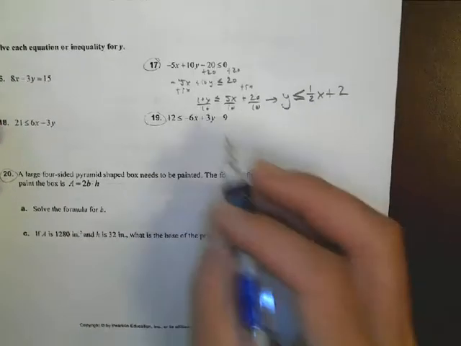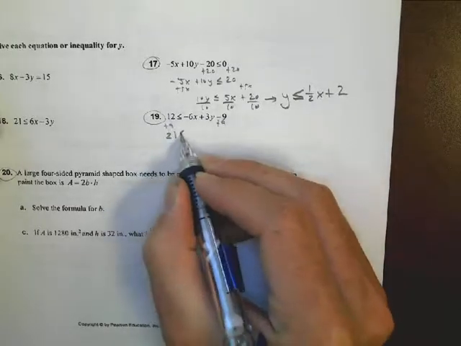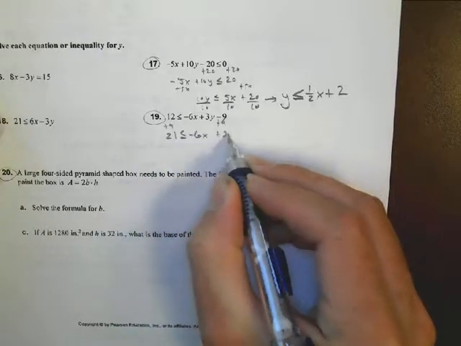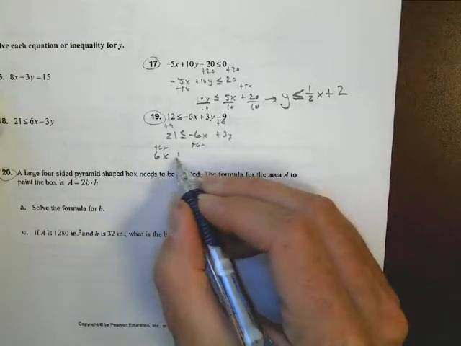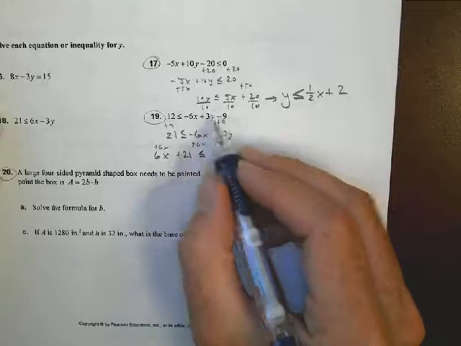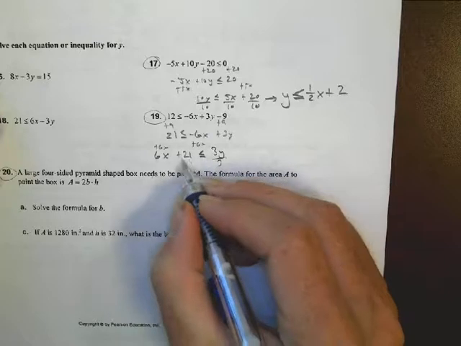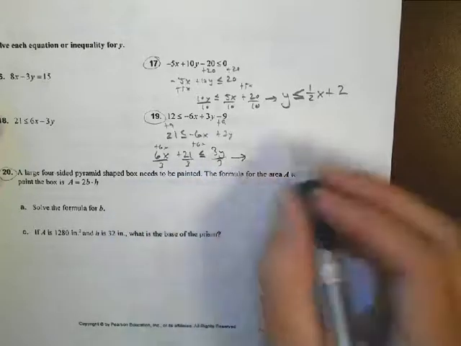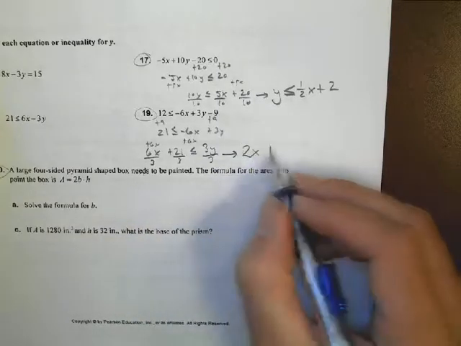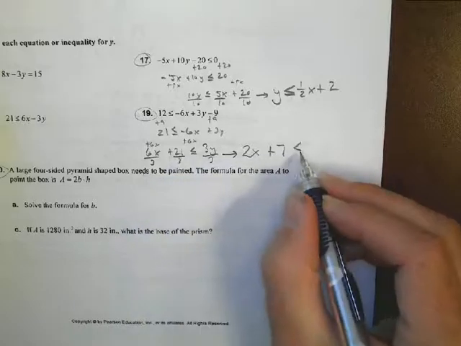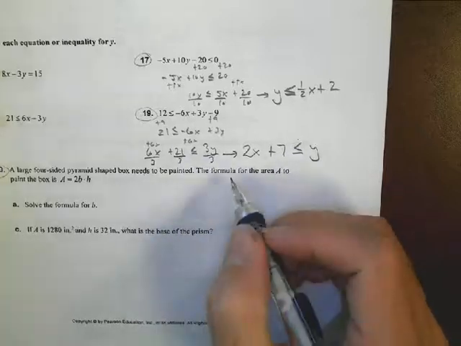And number 19, same idea. We're going to move this over first. We're going to add 9 over here. This becomes 21. It's less than or equal to negative 6x plus 3y. I'm going to add 6x to this side over here. So I have 6x plus 21 is less than or equal to, here's my y value, 3y. And now we want to solve for y, so we'll divide every part by 3. Move it over here just so we can see it there. So 6 divided by 3 is 2, keep the x, plus 21 divided by 3 is 7, and we keep it less than or equal to y. I don't need to change the direction of my inequality because I divided by a positive number.